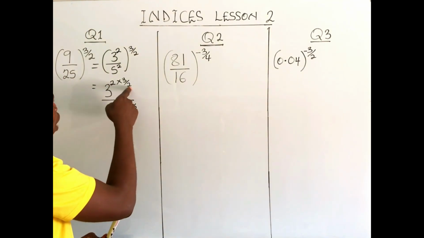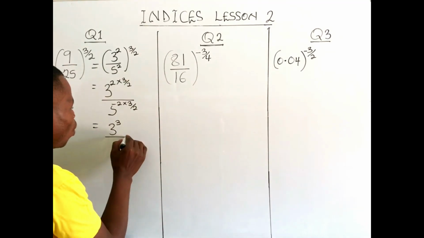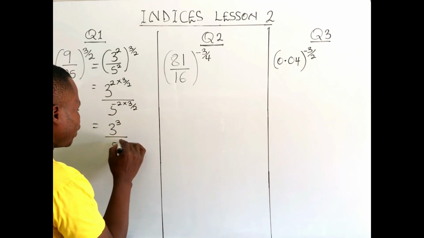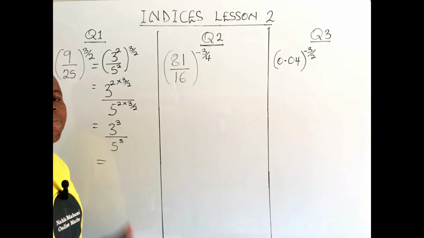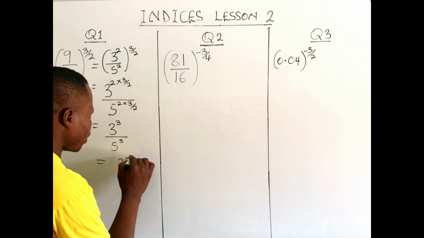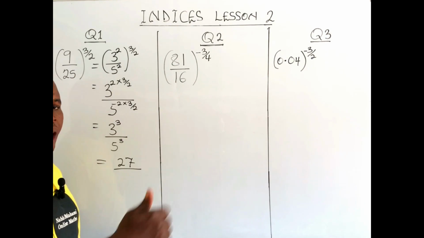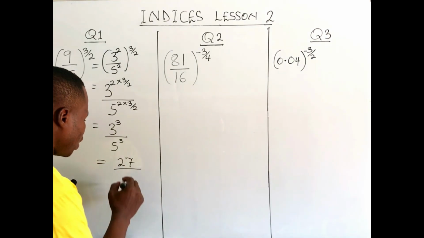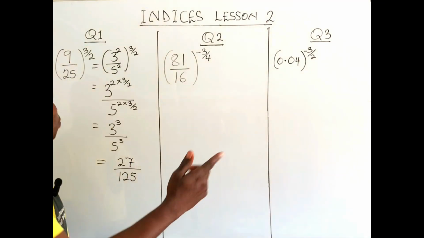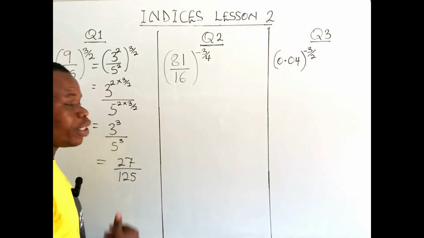And now you can see that these 2s will take away these 2s. I will now have 3 to the power 3, because this 2 is taking away that 2, and it will leave 3 there. Here also 2 will take away 2, and I will have 5 to the power 3. 3 to the power 3 means 3 times 3 times 3. 3 times 3 is 9, times another 3 is 27. So I have 27 here, all over 5 to the power 3, which means 5 times 5 times 5. 5 times 5 is 25, times another 5 gives me 125. So this simply means that 9 over 25 all to the power 3 over 2 will give me 27 over 125.